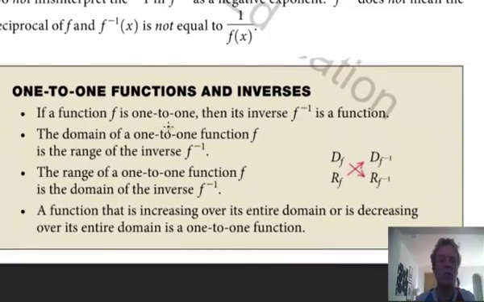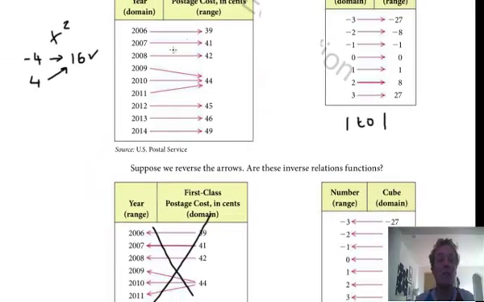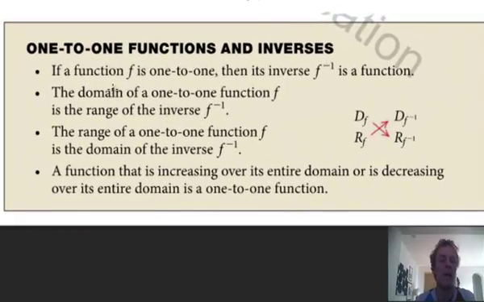Now then, if a function is one-to-one, then its inverse is a function. Again, going back to this, remember? This was not one-to-one, didn't produce an inverse. This was, it did produce an inverse. That was a function. The domain of a one-to-one is the range of its inverse, and the range of the one-to-one is the domain of the inverse.